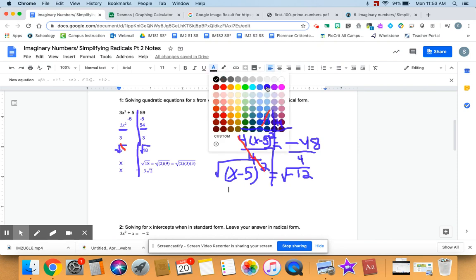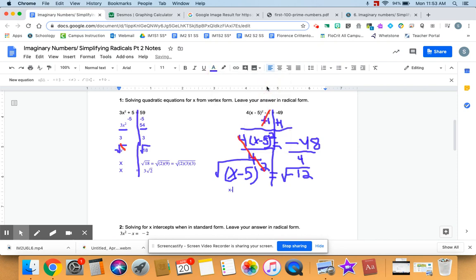So I still have x minus 5. It's not stuck in the parentheses anymore. It's going to equal the square root of -12. However, because we're going to keep it in radical form, I'm going to break this down. So 12 divided by -1 is still positive 12.